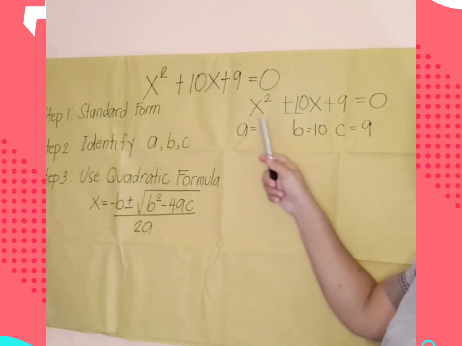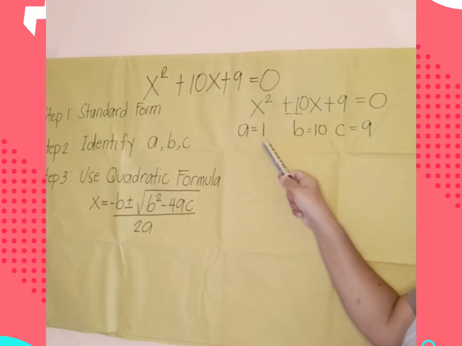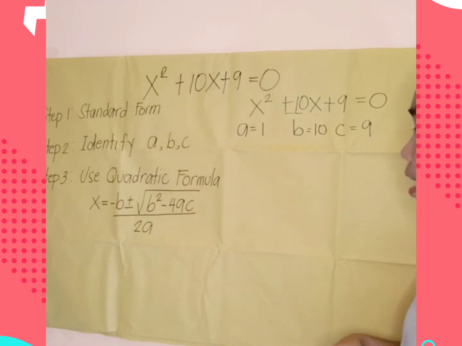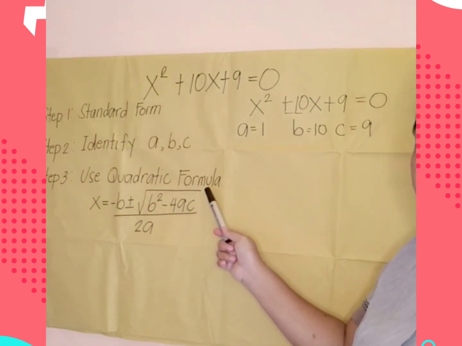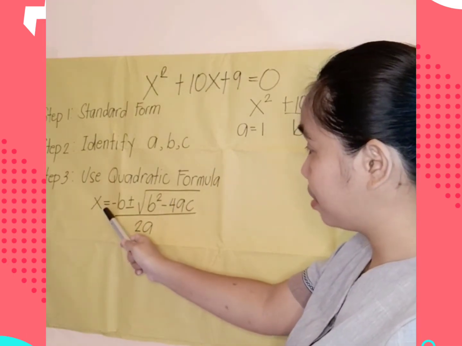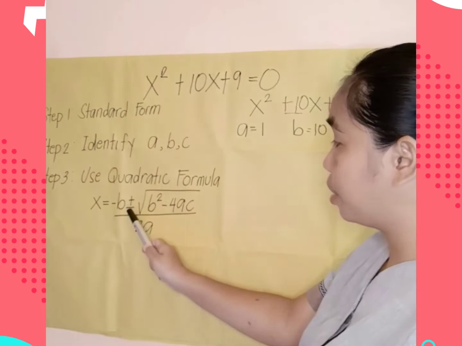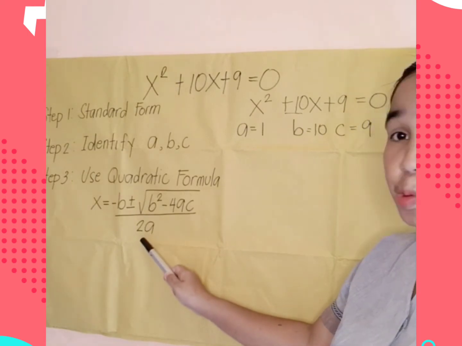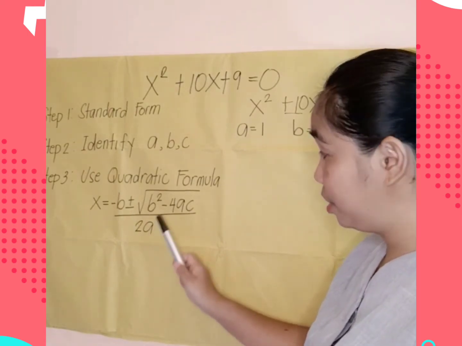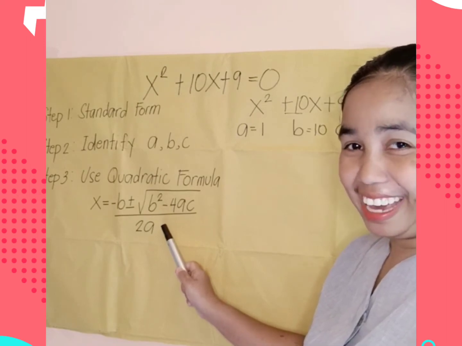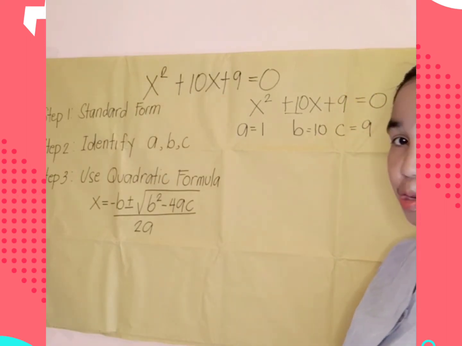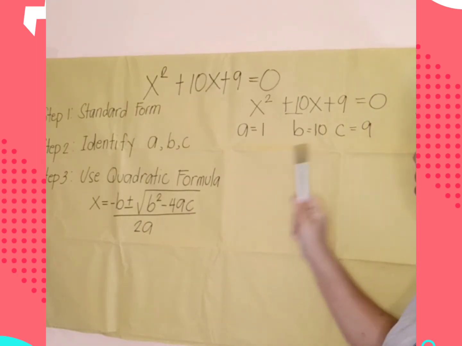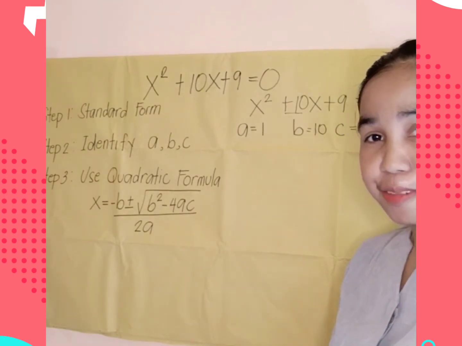Yan. Kaya importante na naka-standard form siya. In that way, you could locate or find the values of your a, b, and c. And then step 3, you just use the quadratic formula. Our quadratic formula is x equals negative b plus or minus the square root of b squared minus 4ac, over 2a. Okay? So, you should be memorizing this one. Yan, para mas masagutan nyo ng maayos to. So, we are just going to substitute these values into the quadratic formula.